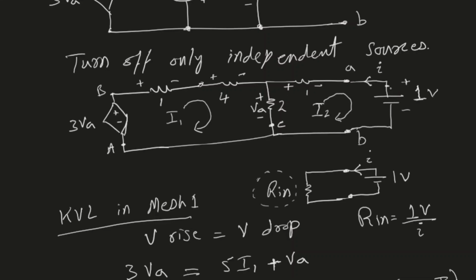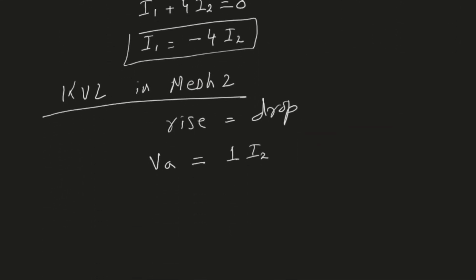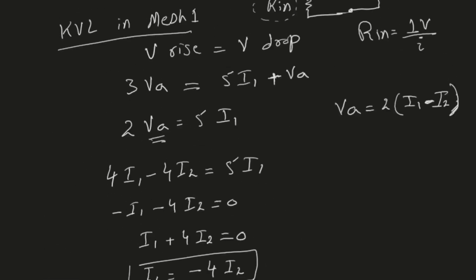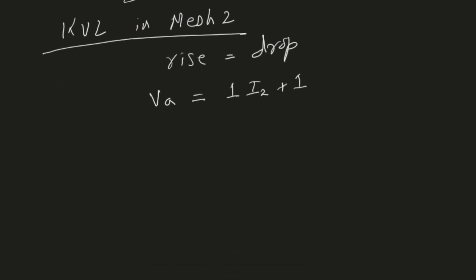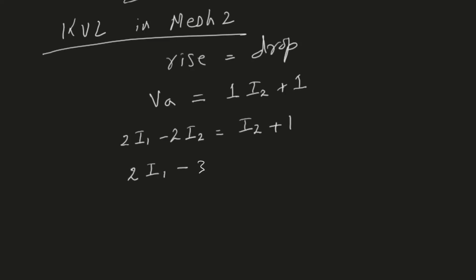Similarly, when I go from this point to this point, I'm going from a higher voltage to a lower voltage. So that's a 1 volt drop. So therefore, I will have 1 volt drop over here. Now VA, we already found that VA is 2 times (I1 minus I2). So this is 2I1 minus 2I2 equals I2 plus 1. And now we can say that 2I1 minus 3I2 equals 1. This would be my second equation.